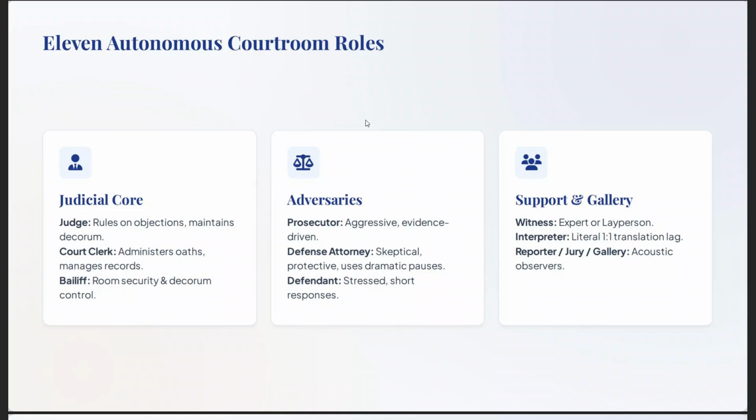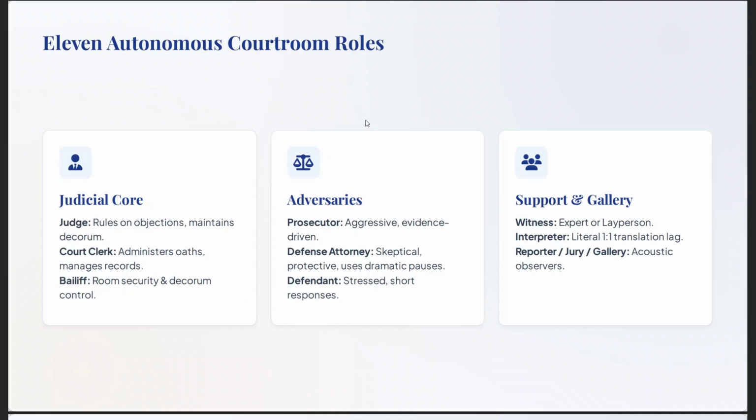Then there are adversaries. First we discussed the people directly involved in the judicial court: the judge, court clerk, and bailiff. Next we come to the adversaries. One is the prosecutor, who has an aggressive, evidence-driven voice generally. The defense attorney is generally skeptical, protective, and uses dramatic pauses, and the defendant is stressed and gives short responses. So these are some of the adversaries.